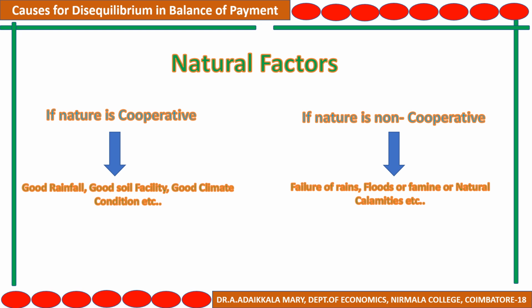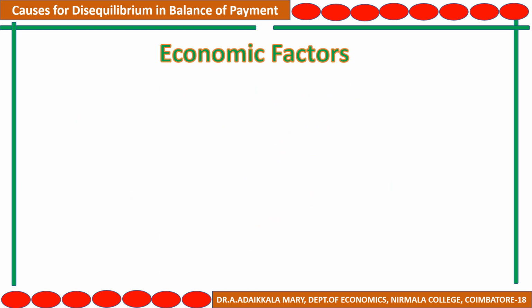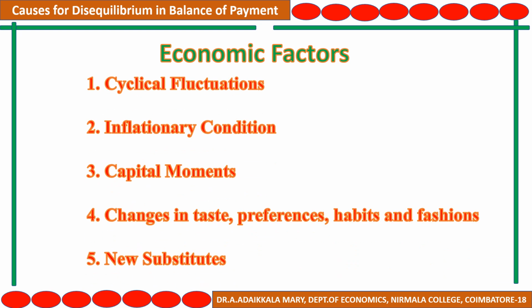Next we will see the economic factors. These economic factors come under 5 headings. First one, cyclical fluctuations. Second one, inflationary conditions. Third one, capital movements. Fourth one, changes in taste, preferences, habits and fashions. Then fifth one is new substitutes.